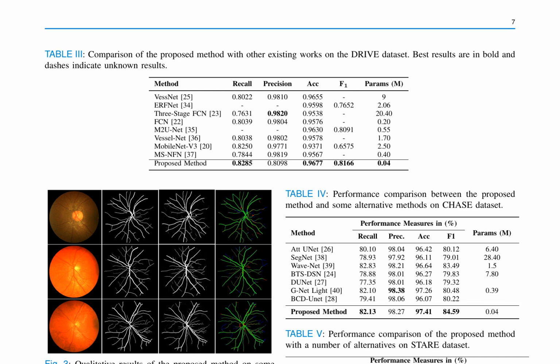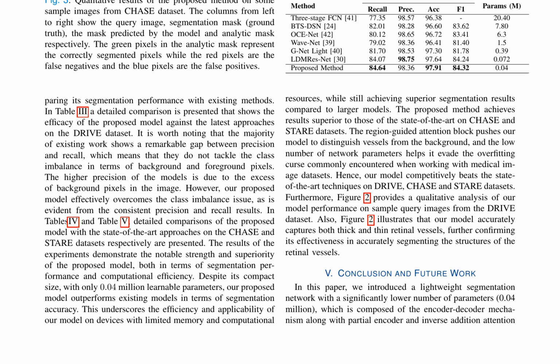The paper introduces a groundbreaking lightweight segmentation network for retinal vessel segmentation, showcasing superior performance on the DRIVE, CHASE, and STARE datasets. Despite its compact size, with only 0.04 million learnable parameters, this model outperforms existing models by effectively addressing class imbalance issues. The proposed method leverages an encoder-decoder mechanism, partial decoder, and inverse addition attention blocks to accurately capture both thick and thin retinal vessels. This approach is computationally efficient, making it suitable for devices with limited memory and resources.